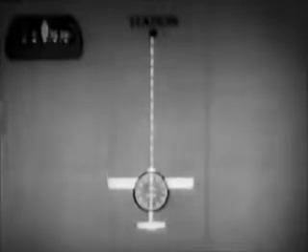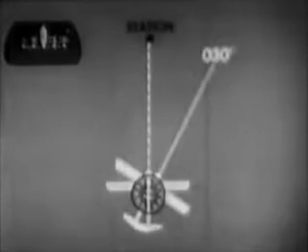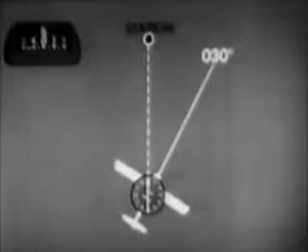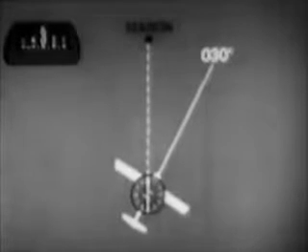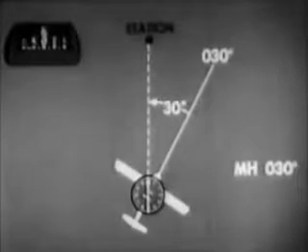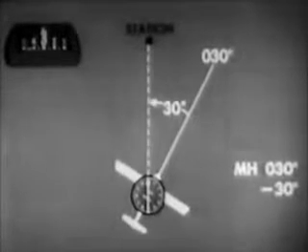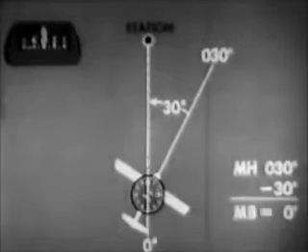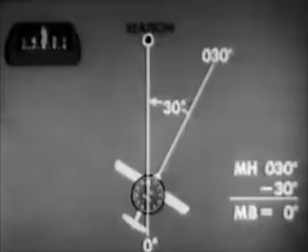So we can see that to determine position with the ADF, we must use the heading indicator and the ADF indicator as a team. Remember, the ADF indicator simply shows you where the station is relative to the aircraft. If the station is 30 degrees to the left of the nose, then you would know that to go to the station, you would have to turn left 30 degrees, in this case, a heading of 0 degrees. Knowing the direction to the station, we know our position in relation to the station.